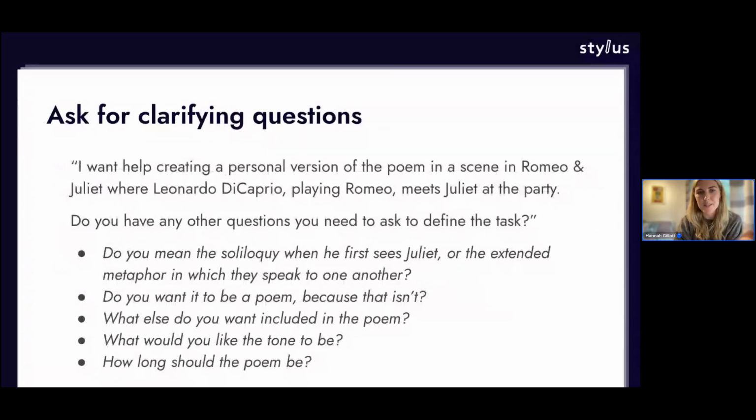So let's say we were using similar prompts, here are the questions that it might need to ask. It might want you to specify, so this is the scene where Romeo and Juliet first meet at the party. Which bit are we talking about? The soliloquy when he first sees her? Or are we talking about the one where they actually speak to each other? What else do you want included? What do you want the tone to be? How long do you want it to be? And at that point we can specify it's a Shakespearean sonnet. Here's the information about my partner I want to see included.